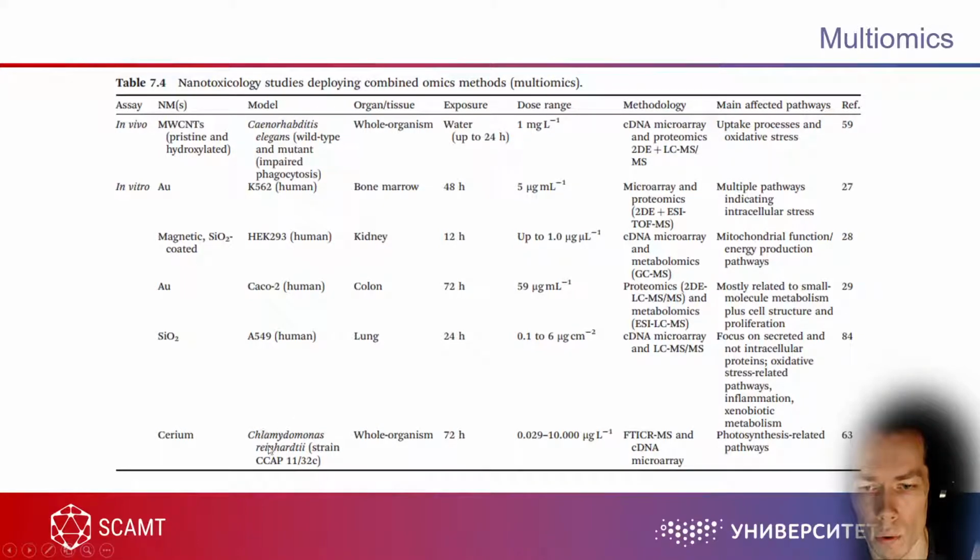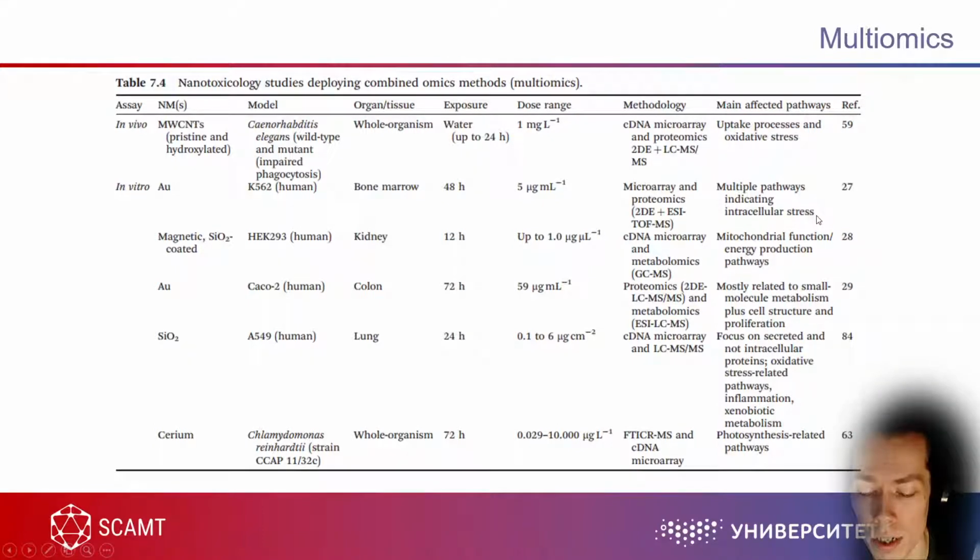To be honest, I don't know what this strain is, but I think it's some kind of earthworm. But again, it's a whole organism. But further on, it's human cells. Yeah, human cells. So what are the results?